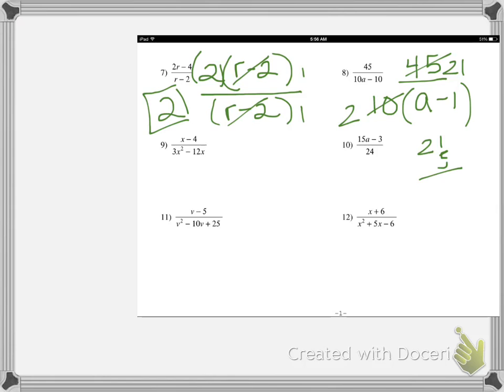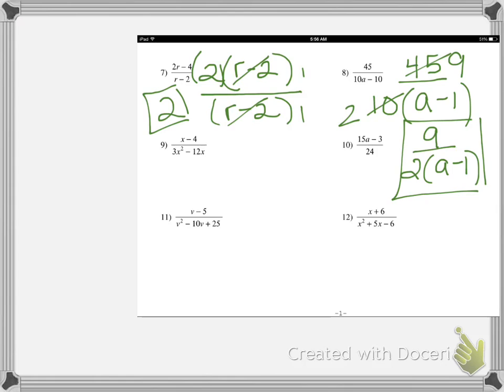Okay. I forgot what I was doing. 5 times 9 is 45. Oh, the beauty of screwing up in front of the world. 9 over 2 times a minus 1 is the final answer.